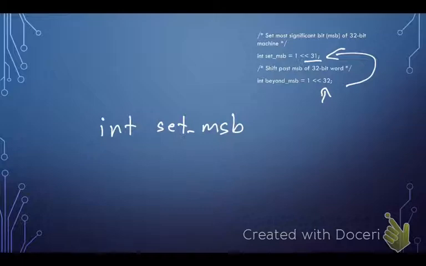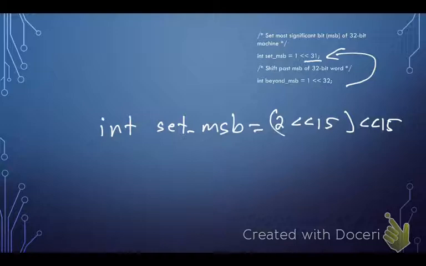It's not a 16-bit, or excuse me, it's not a 32-bit machine, but we want this to compile properly. So we need this code to be legitimate on a 16-bit machine. So how can we do that? Well, we could just set the most significant bit instead as 2 left shifted 15 bits, and then left shifted 15 bits again. And again, we're playing the game that I mentioned before, where instead of sticking a 1 and shifting it 31 bits, we're now using a 2 and shifting it a total of 30 bits.